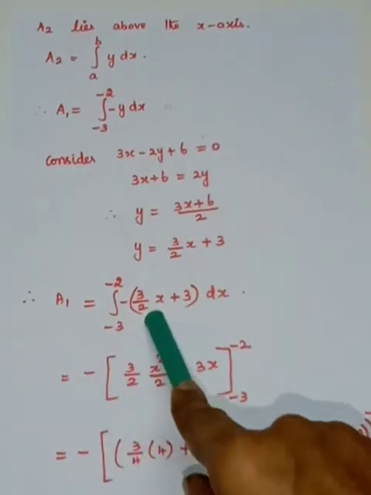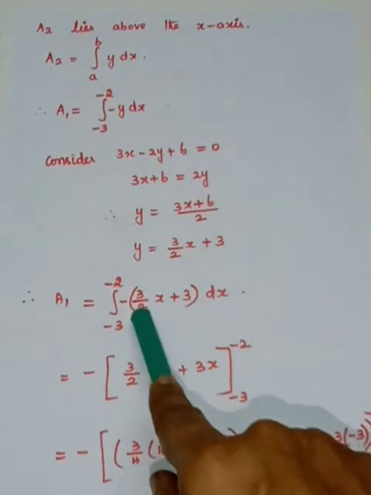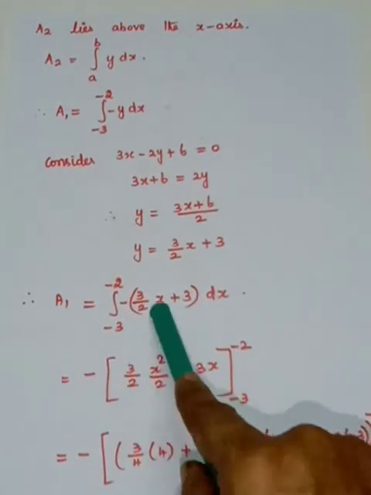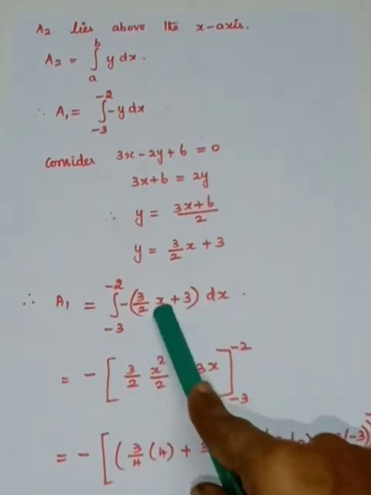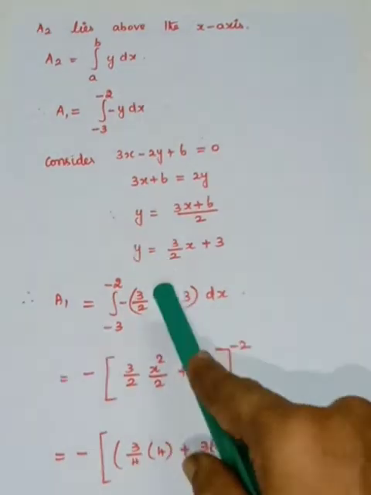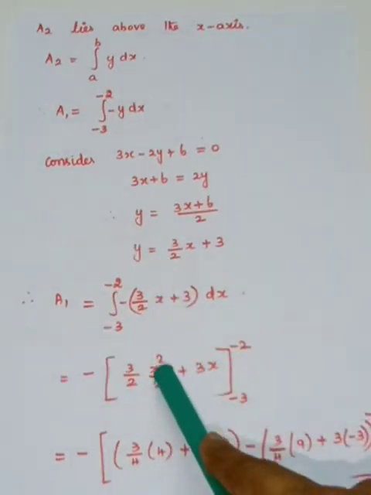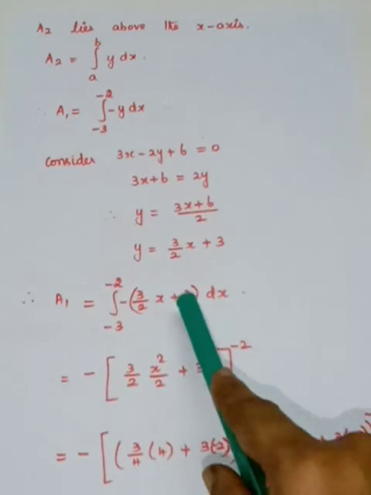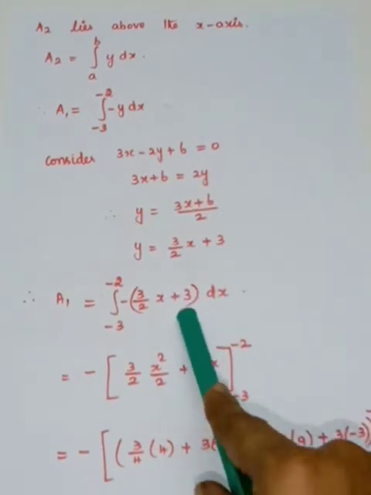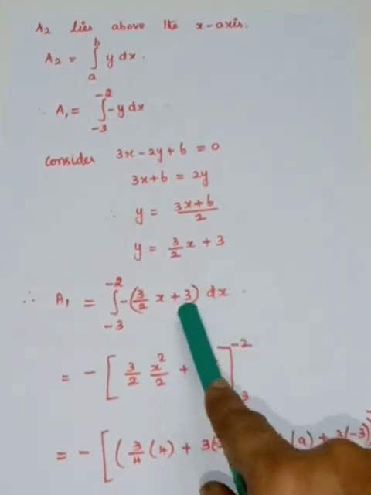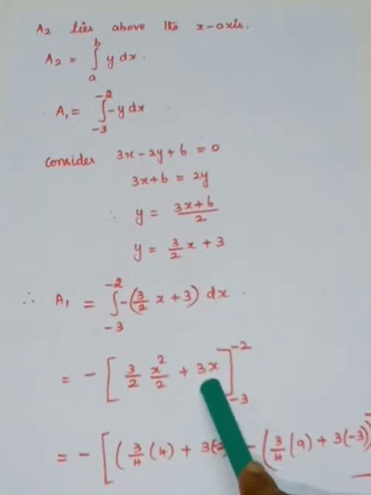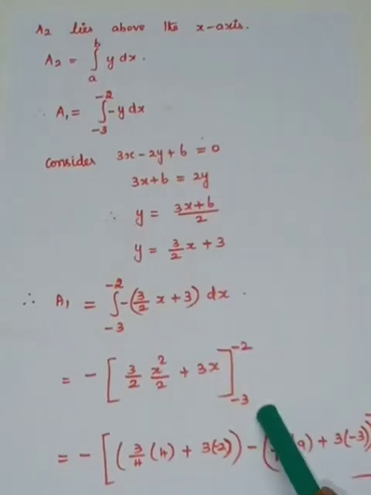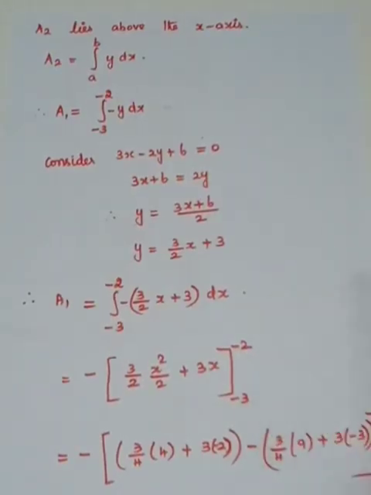You go to the first term, you are going to integrate. 3 by 2 is a constant. What is the integration of x? Using the power rule, that is x power n plus 1 divided by n plus 1. So that is x squared by 2. And go to the second term, it is a constant, that is 3 dx. So the integration is 3x. And you have to apply the limits. So the limit varies from minus 3 to minus 2.